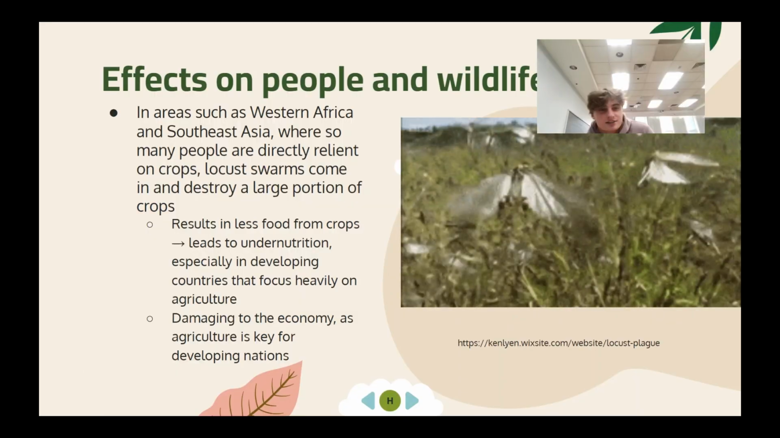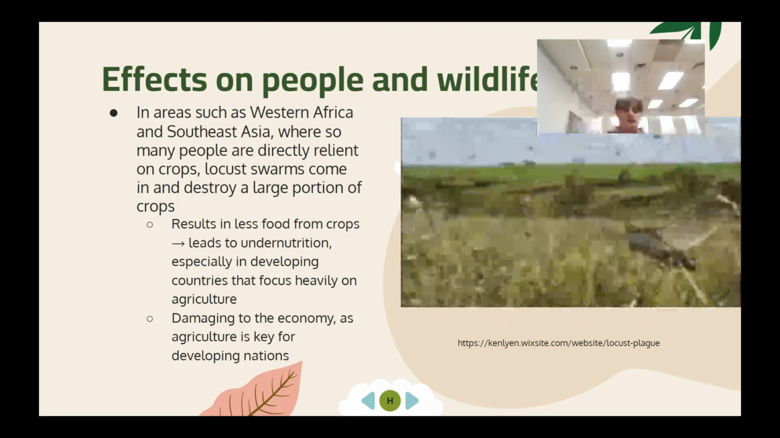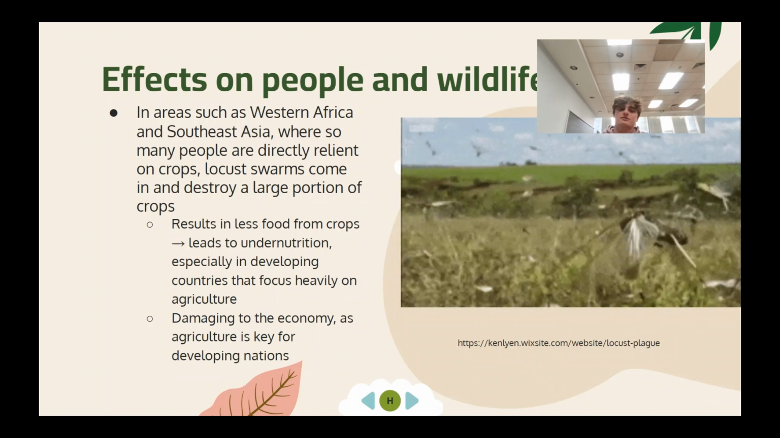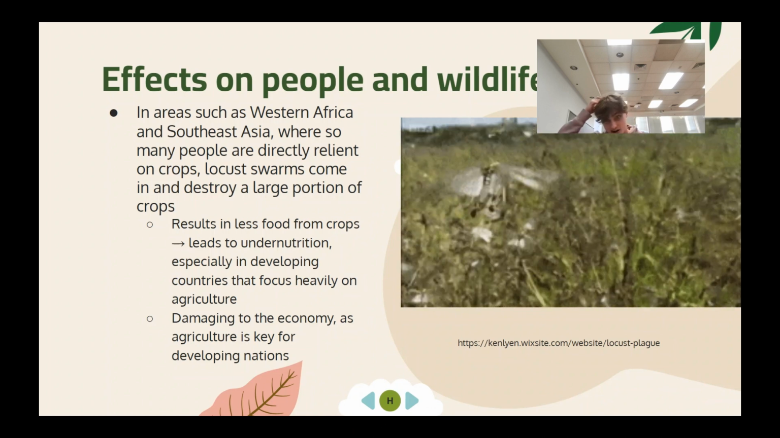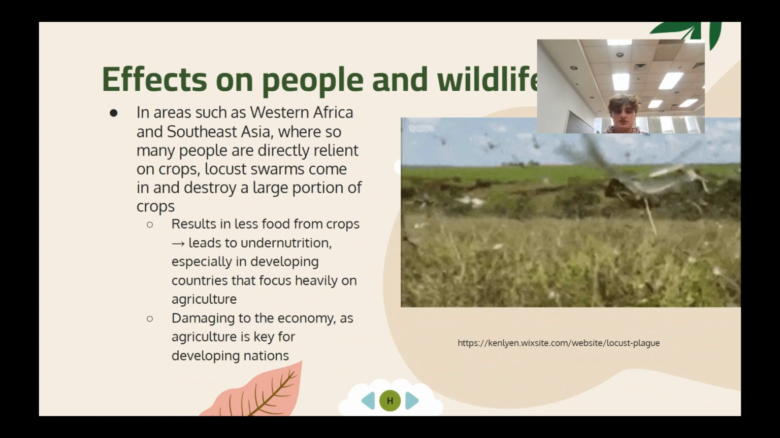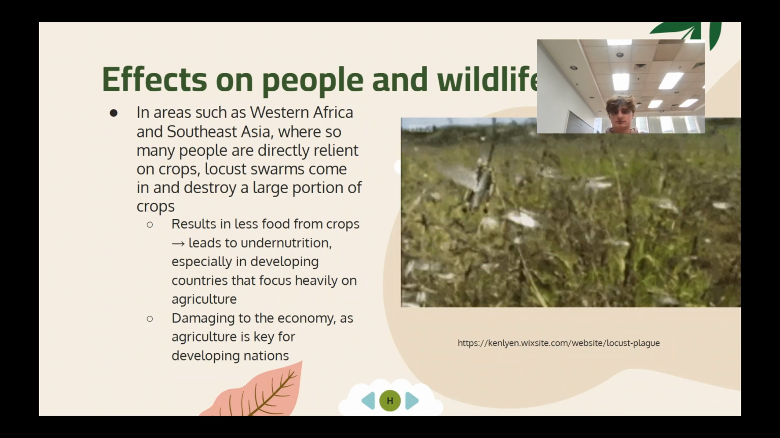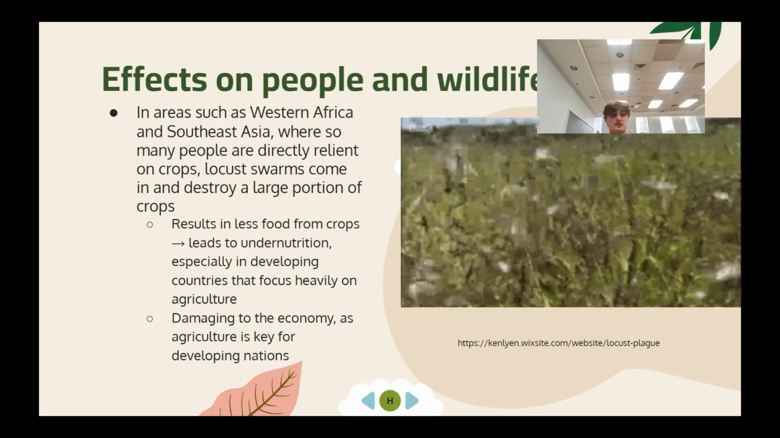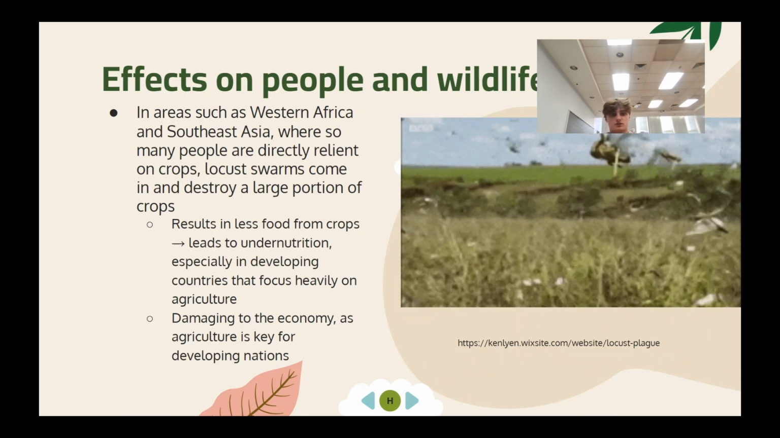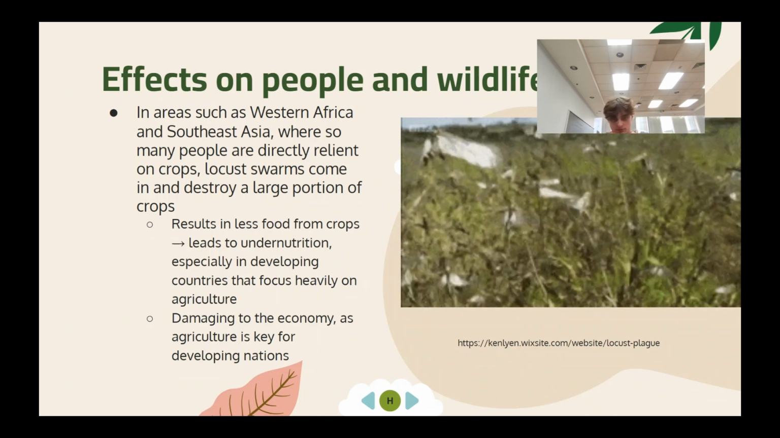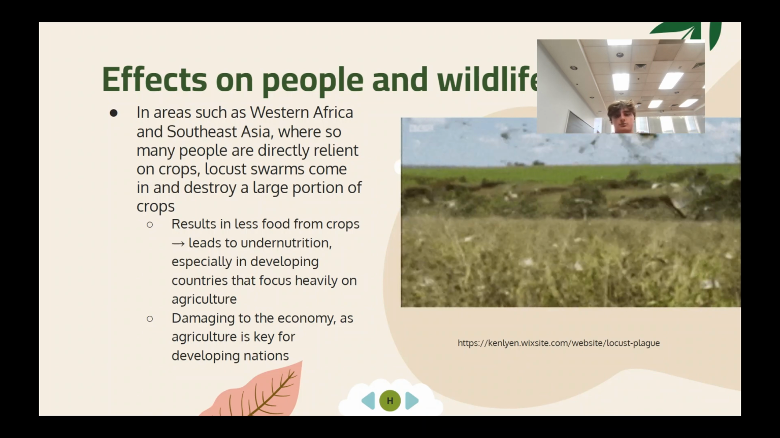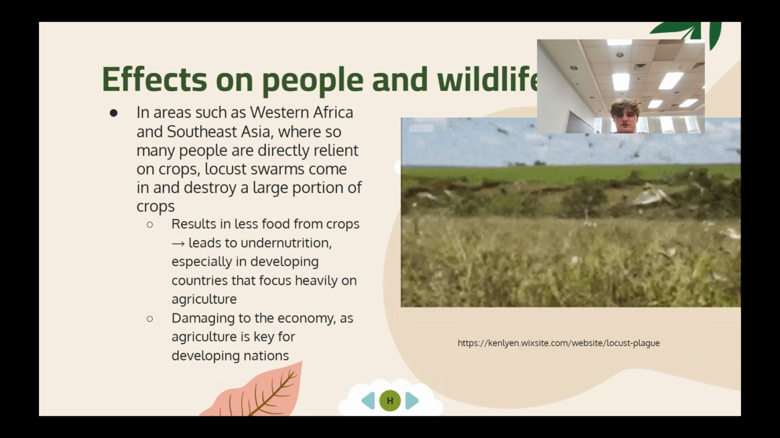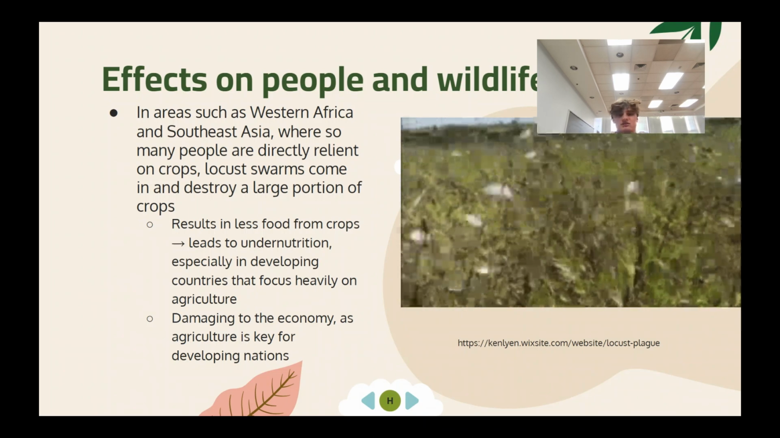I'm Kieran, and moving on to effects on people and wildlife. In areas such as Western Africa and Southeast Asia, where people mainly rely on agriculture as their main form of economy, climate change is causing these locust swarms to increase and increase their damage. The lack of these crops spikes down the economy, so there's no more money. People in developing countries are usually the ones producing so many crops, and that is going to reduce the amount of nutrition and food. So there might be more starvation in those areas.